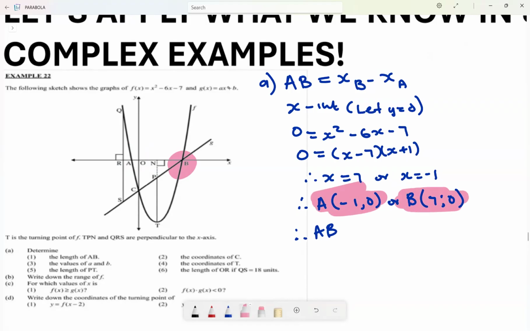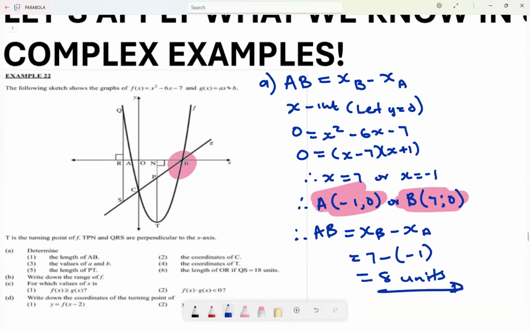Therefore, I can now find AB by saying, what is XB minus XA? XB is 7 minus XA, which is negative 1. So the distance that I get is 8 units. So this is fairly not that difficult. I'm not saying it's easy, but it's not that difficult. I want you to understand.